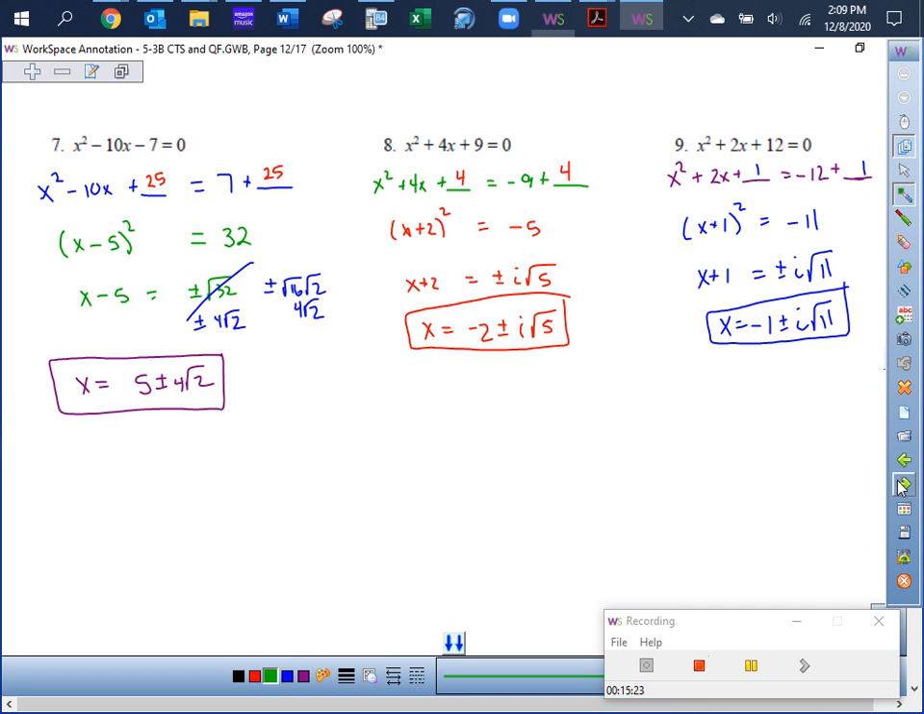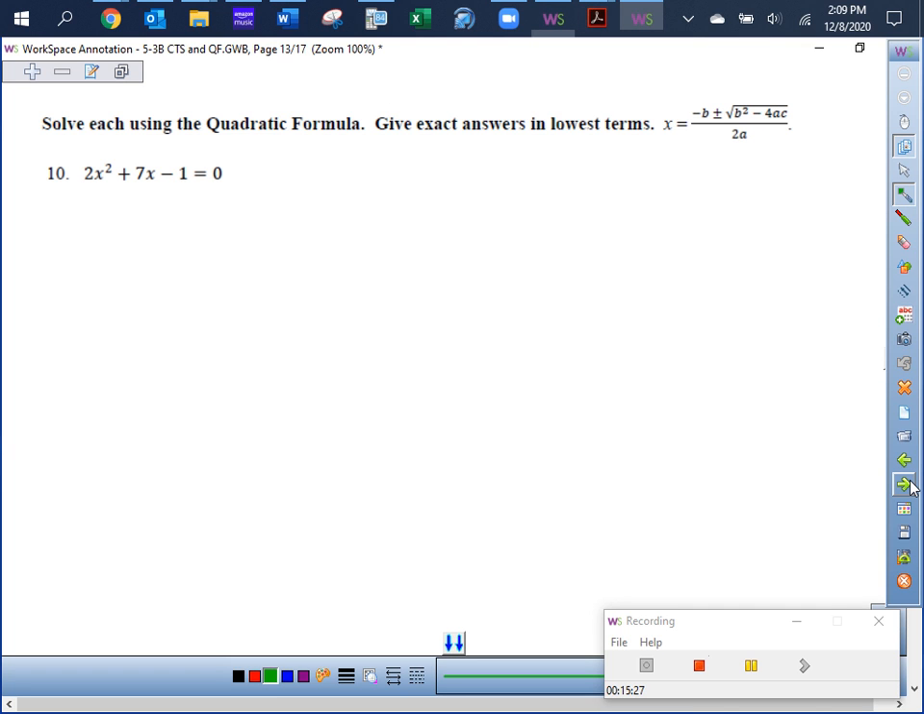Well, let's go to the backside. The backside is all using the quadratic formula. Why would we use the quadratic formula on this one? How about the better question is, why not complete the square? Why not complete the square on this one? A is not 1. That's one reason. And would you believe the B value is odd? I will tell you, you can complete the square on this.